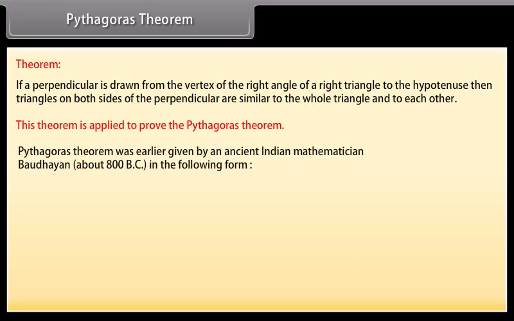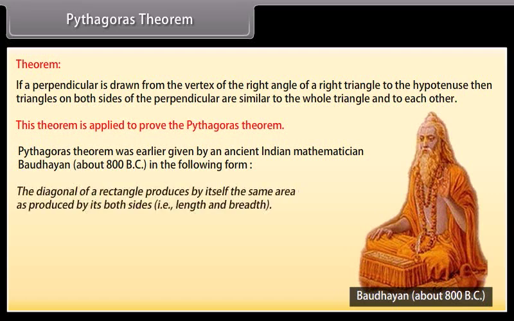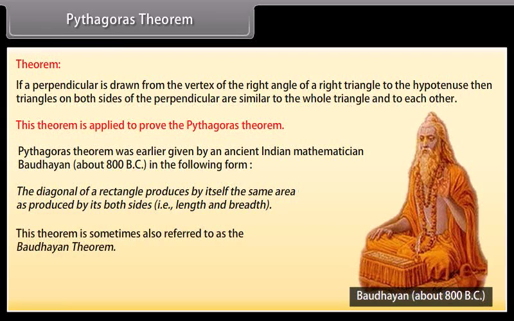Pythagoras Theorem was earlier given by an ancient Indian mathematician, Baudhayana, about 800 BC in the following form. The diagonal of a rectangle produces by itself the same area as produced by its both sides, that is, length and breadth. This theorem is sometimes also referred to as the Baudhayana theorem.